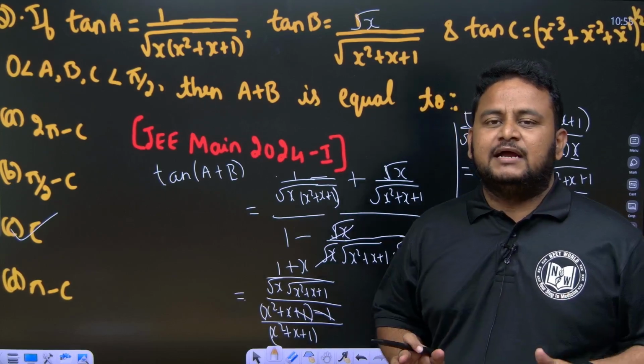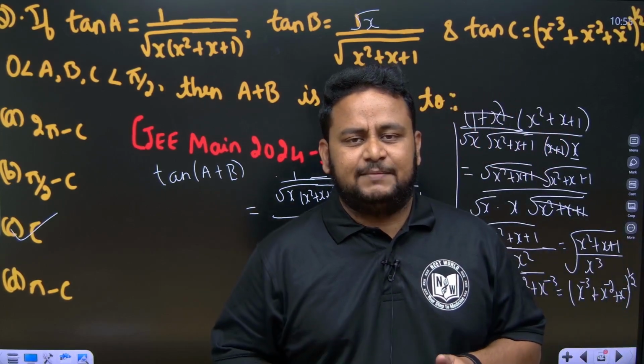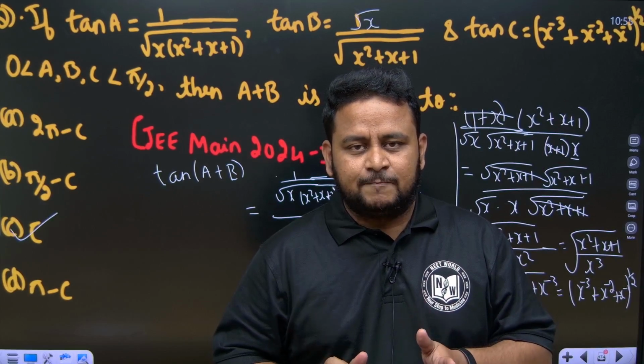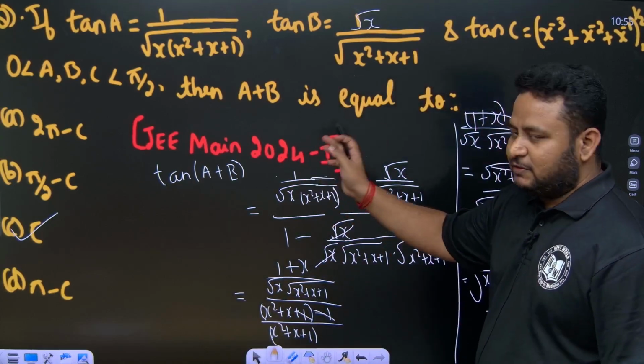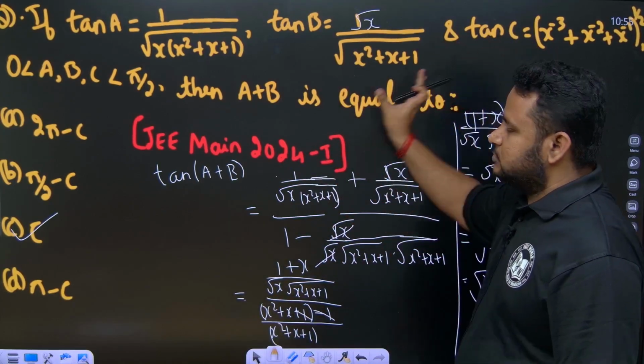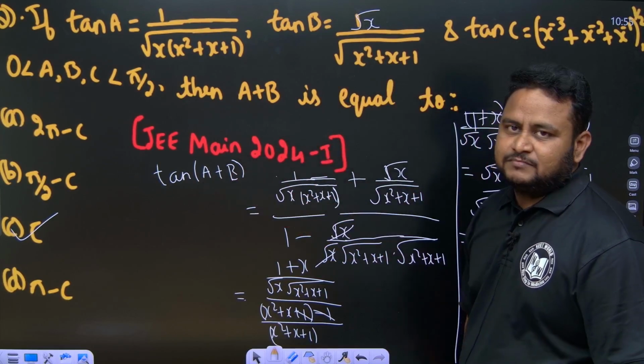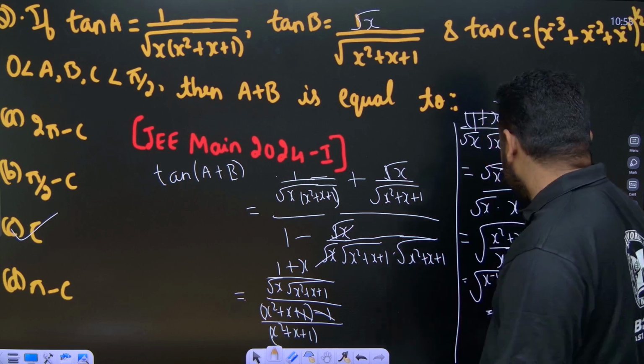Just apply the tan of a plus b formula, that is tan a plus tan b divided by 1 minus tan a tan b. With further simplification like this, we will get tan of a plus b equal to tan c. So a plus b will be equal to c. Got it, friends? Simple. Let's move to the next question.